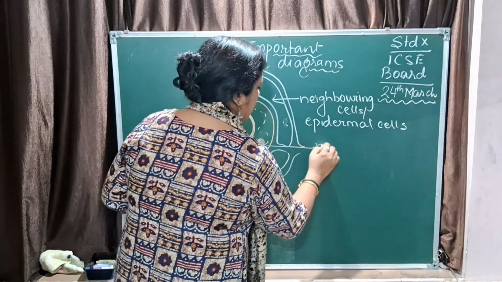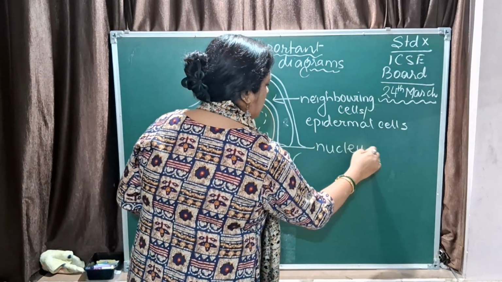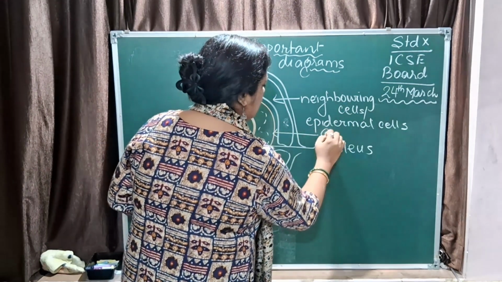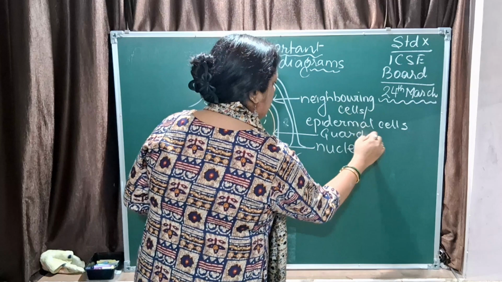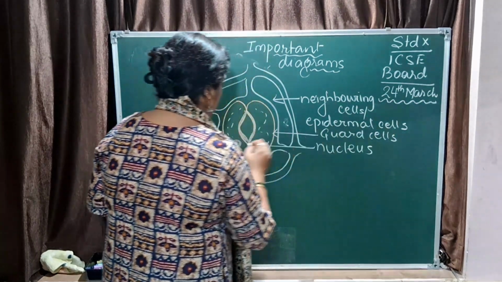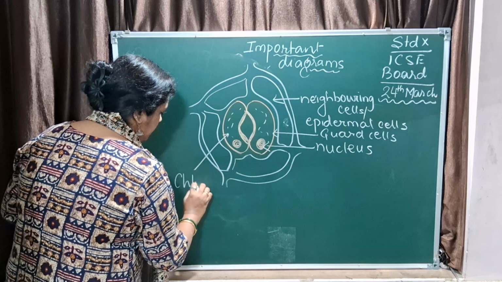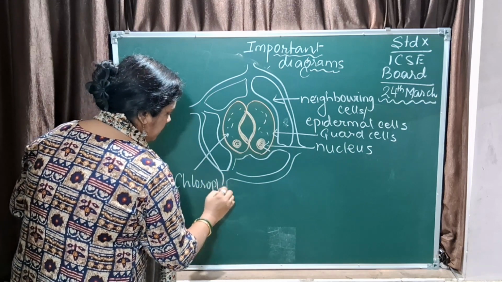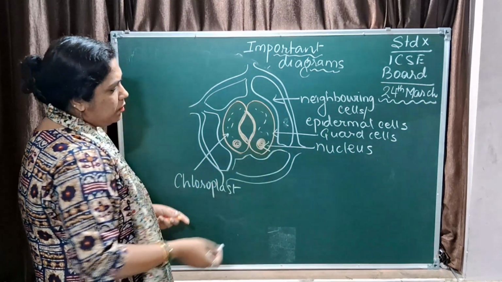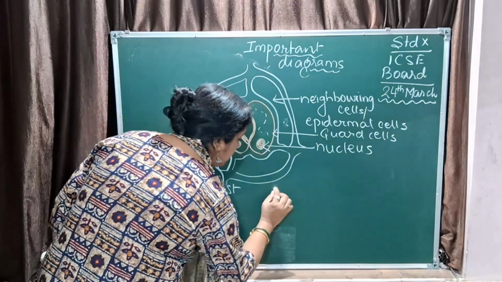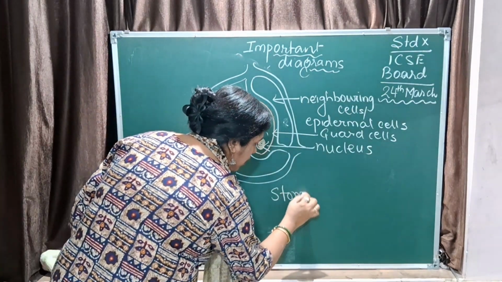This is the nucleus. This is the guard cells. Right, you have chloroplast. So I think this many labels is more than enough. This is a singular stoma.